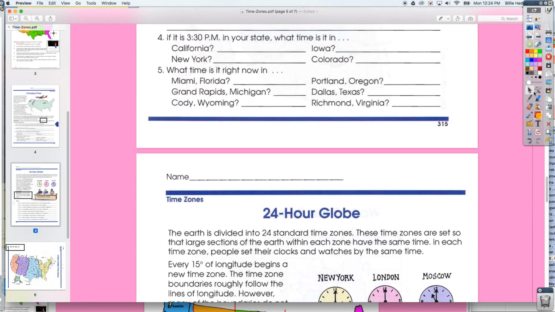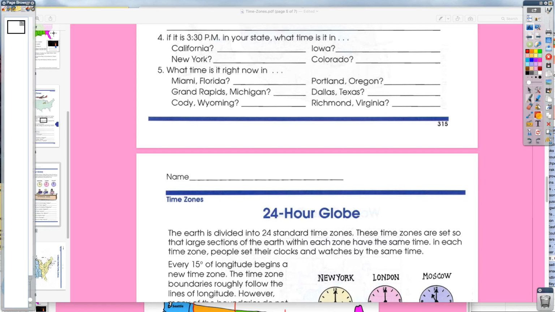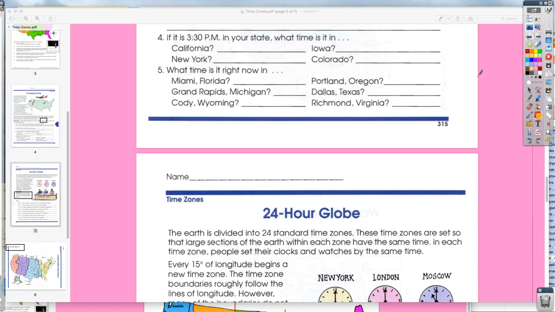When it says what time is it right now in those places, look at the clock right now. So on the clock, if it says it's 9:30 a.m. here, I actually want you to write it off to the side. So what time are you working on this? It's 8:30, if it's 10:30, whatever time it is, write it off to the side. So if it's 9:30 right now here, what time would it be in Miami, Florida?